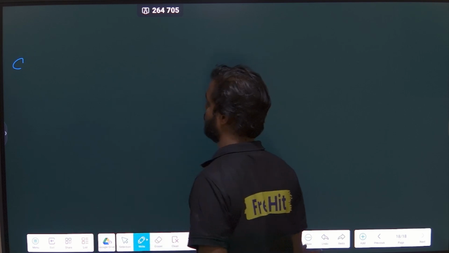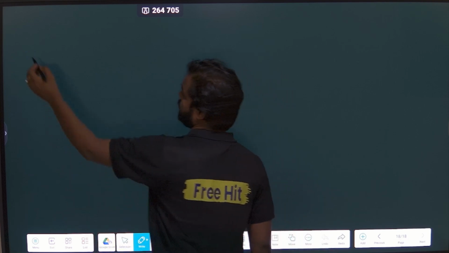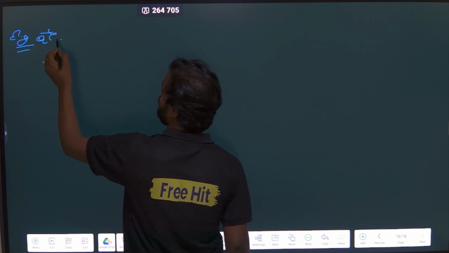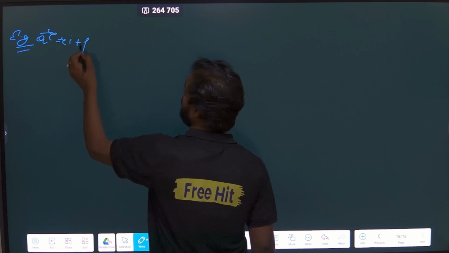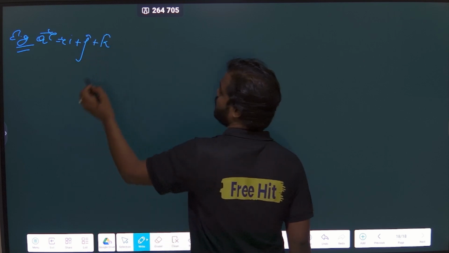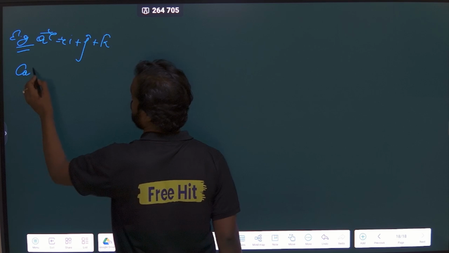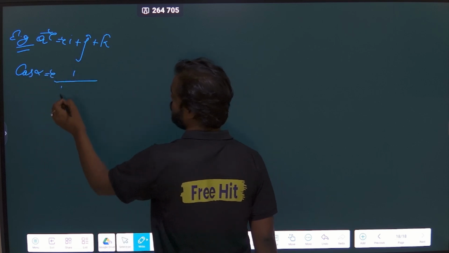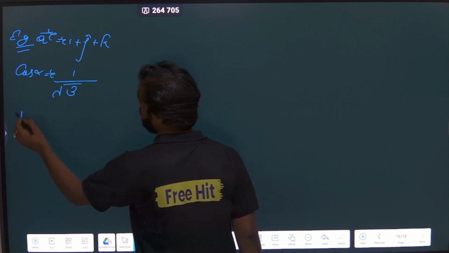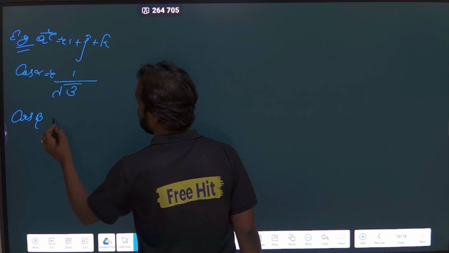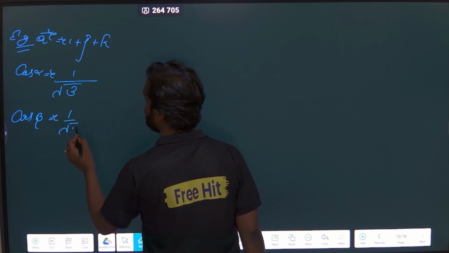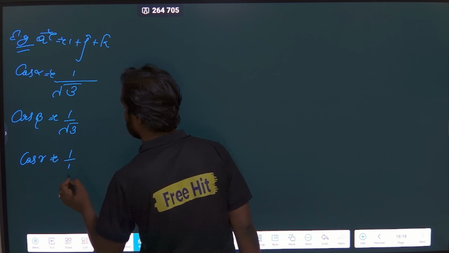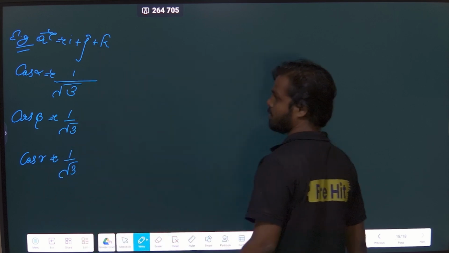Let us do one example. Our favorite example: my vector A is equal to i cap plus j cap plus k cap. You have to find cos alpha. So what is my cos alpha? Cos alpha will be 1 upon root over of this, that is 1 by root 3. What is my cos beta? Cos beta will again be 1 upon root 3. Cos gamma will also be 1 upon root 3. If you solve, you will get this only. Clear?